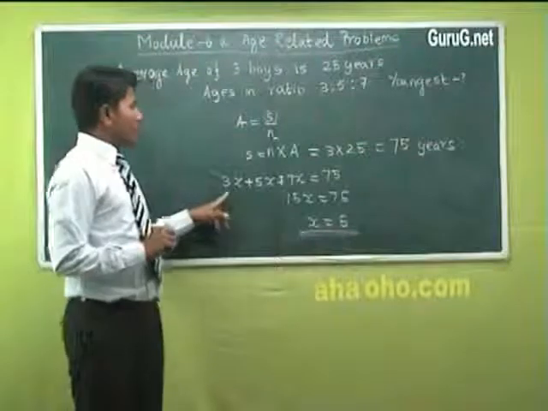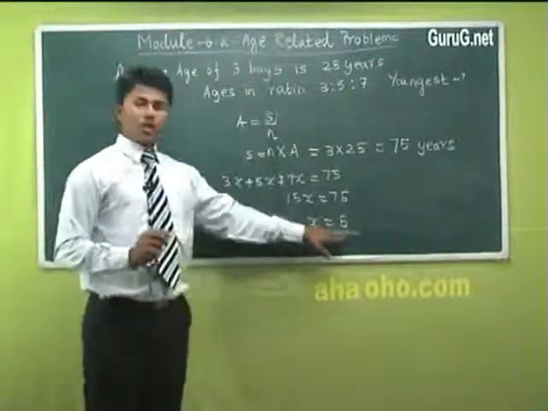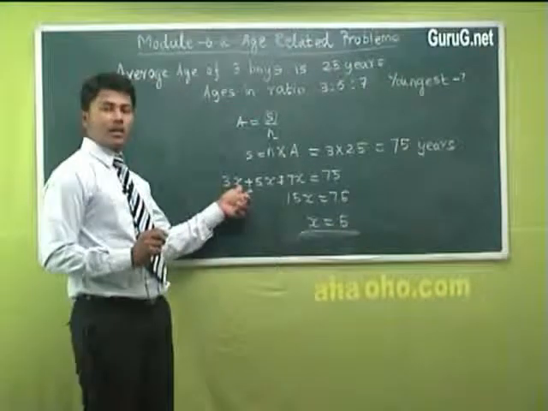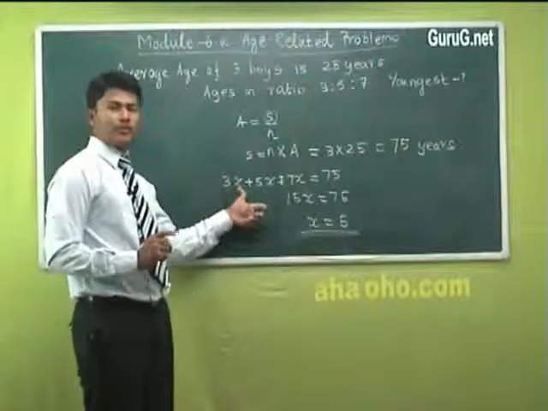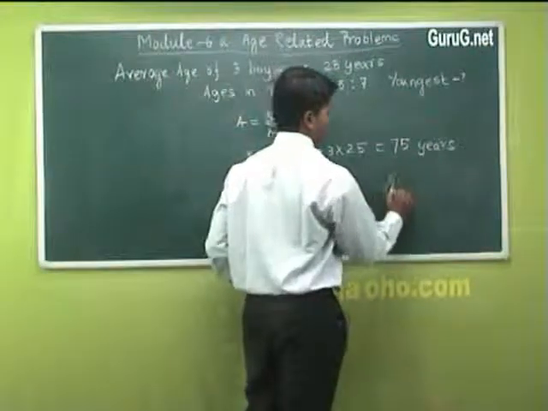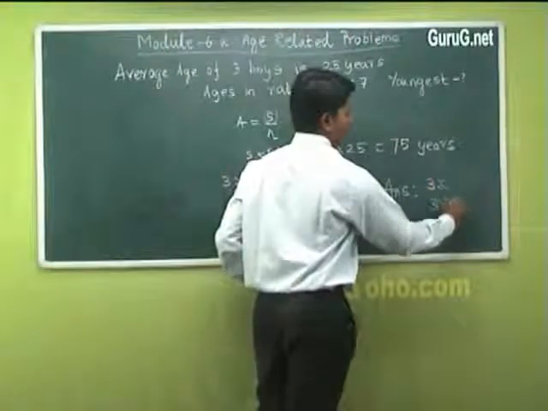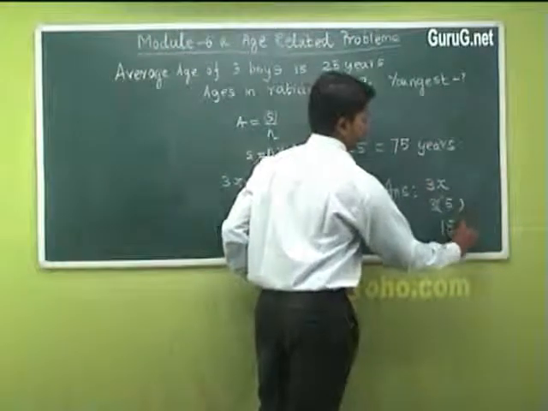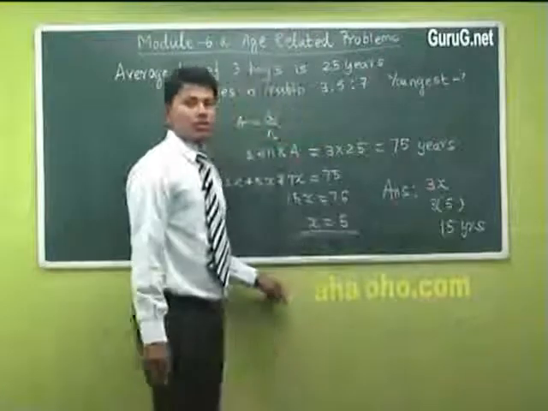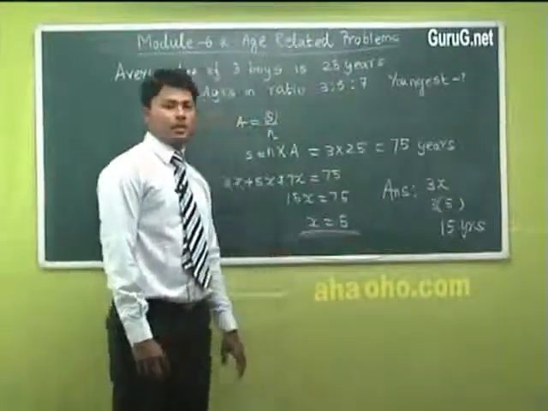So what is the lowest term in this ratio? 3. x is equal to 5. Substitute x is equal to 5 here. 3 into 5 is 15. So the youngest age will be 3x, so 3 into 5, 15 years. So the youngest boy will have the age 15 years.